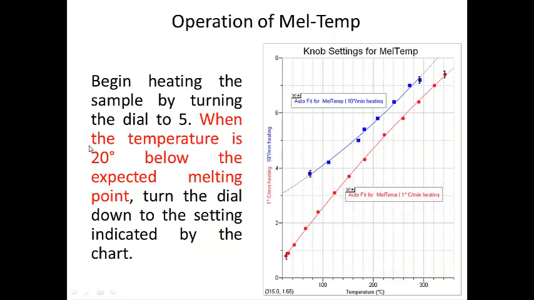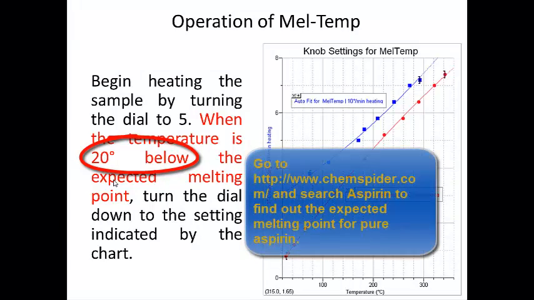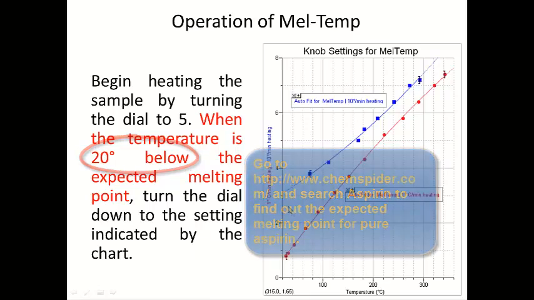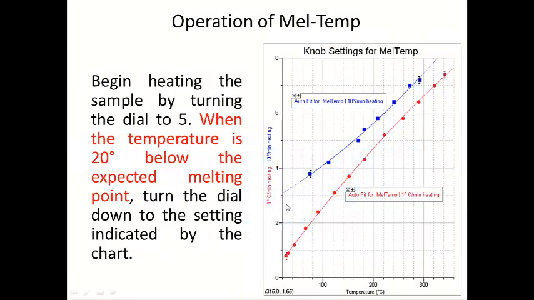When you get about 20 degrees away from your expected melting point, in this case we're melting aspirin, that means you need to know the melting point for pure aspirin. When you get about 20 degrees below the melting point, you're going to turn the dial down. The reason for that is the closer you get to your melting point, the slower you want the temperature to increase.